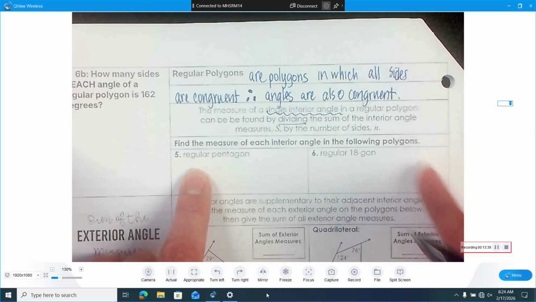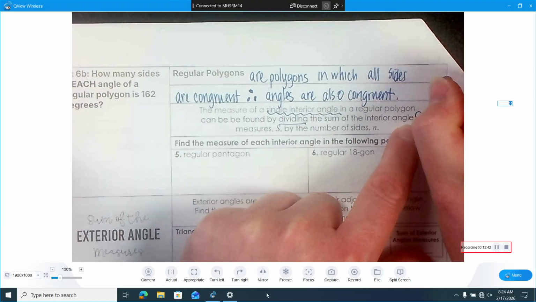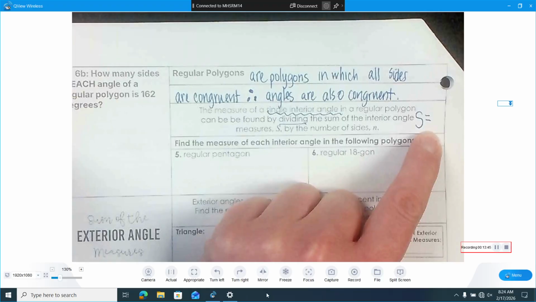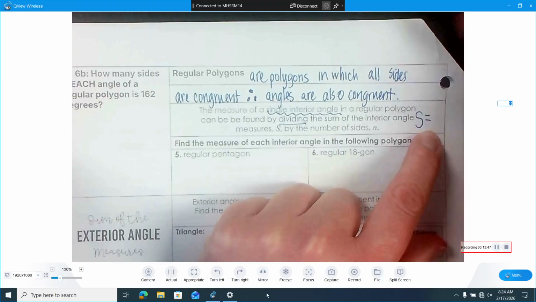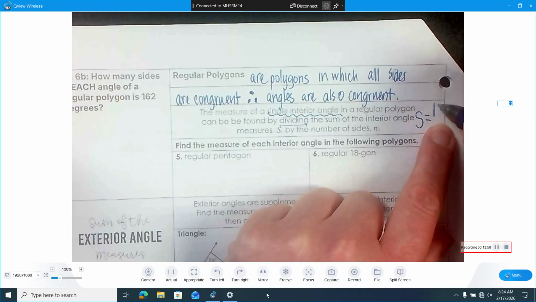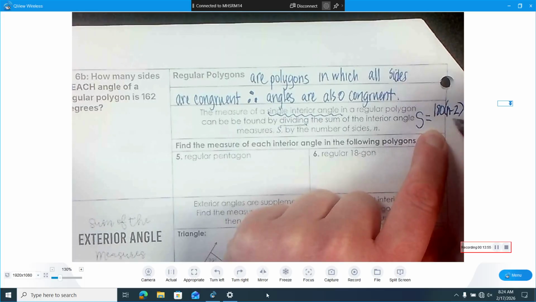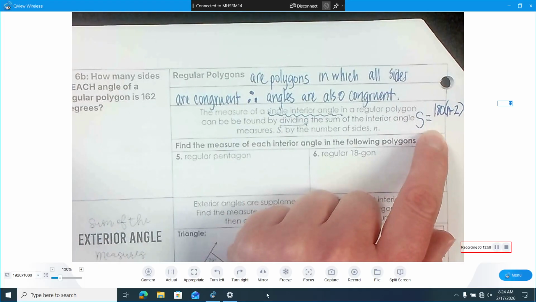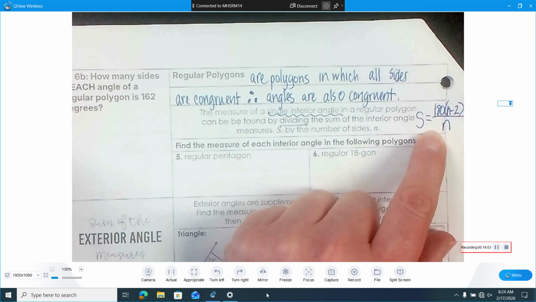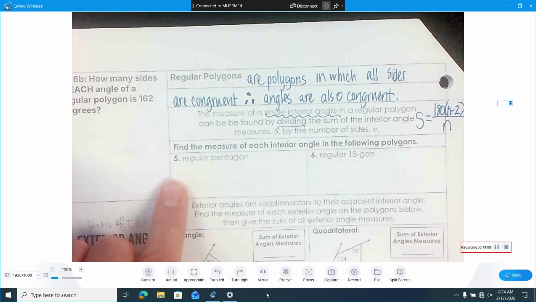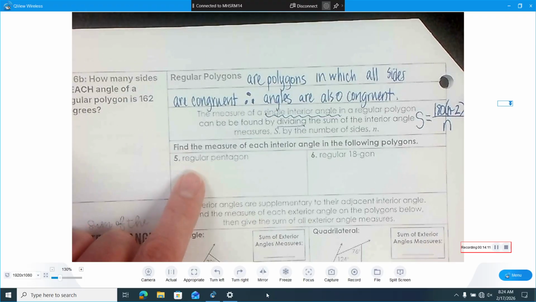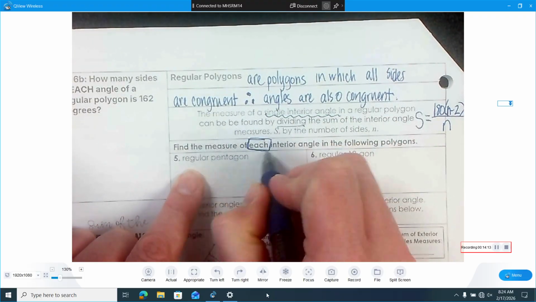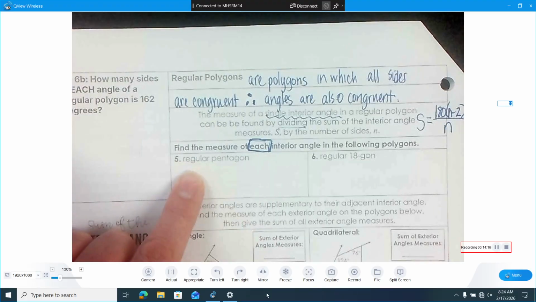So let's see. For instance, what was our formula for the sum of the interior angles? 180 times n minus 2. That gives me all the angles, and if I want to know each one, I just have to divide by n, the number of sides there are. So find the measure of each interior angle. This is the wording that you have to be very careful of today. Each interior angle.